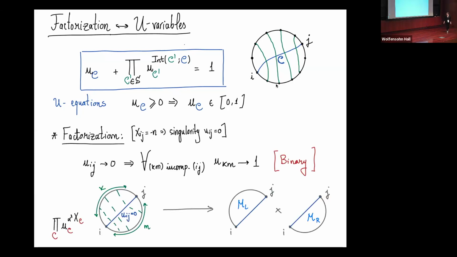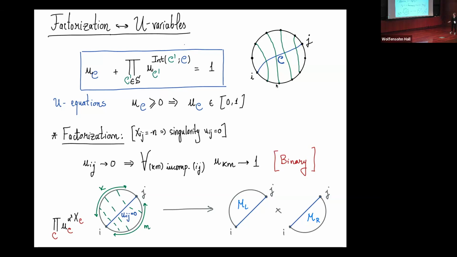And on top of that, when we go near a pole, then the integral develops a singularity precisely in the region where the respective u_ij goes to 0. And so from these equations, if a given u_ij goes to 0, then all the u_km's that correspond to curves that cross ij have to automatically go to 1, so that this equation is satisfied. This is usually what's called the binary behavior of these U variables.